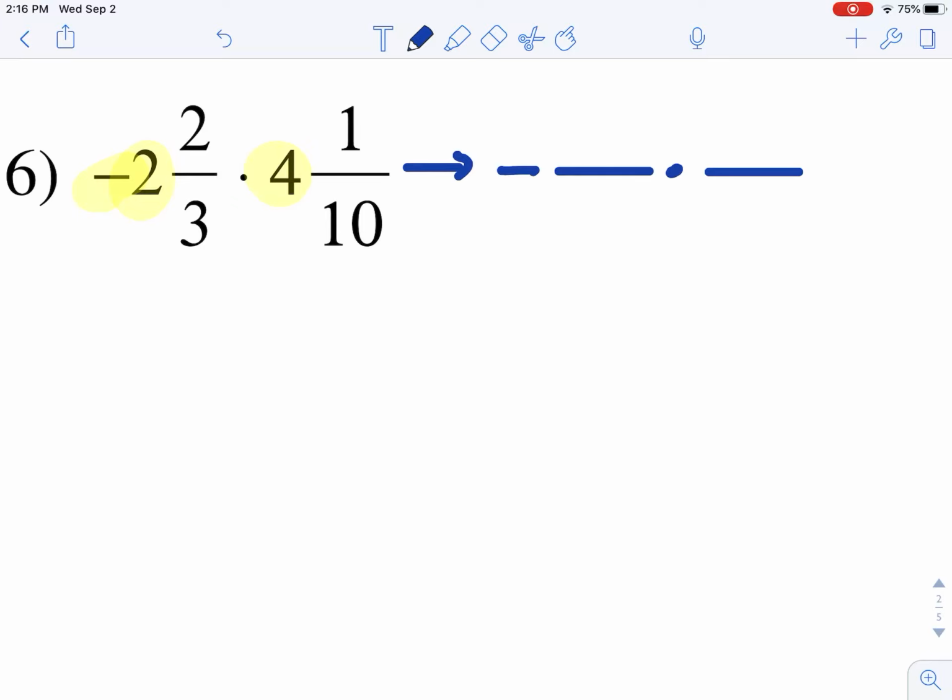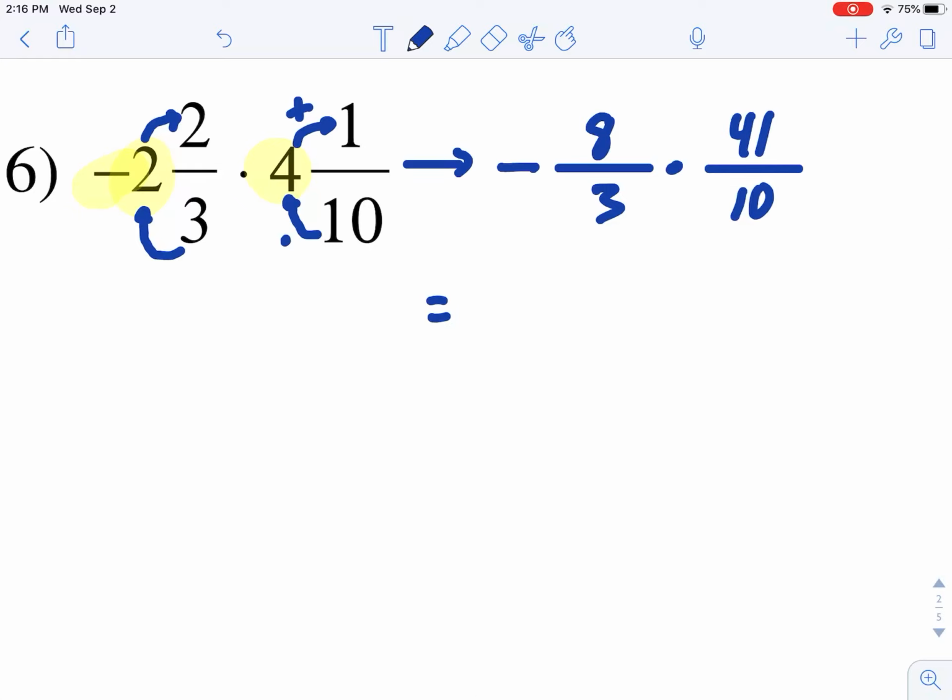Okay, so we have to multiply. 3 times 2 is 6. 6 plus 2 is 8. That's 8/3. 10 times 4, so I did times there. Well, we don't use the x. So 10 times 4 is 40. 40 plus 1 is 41. That's 41/10. Now I need to multiply.